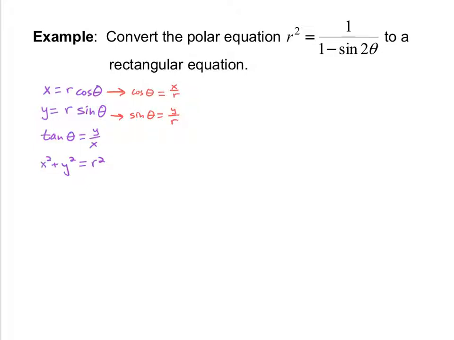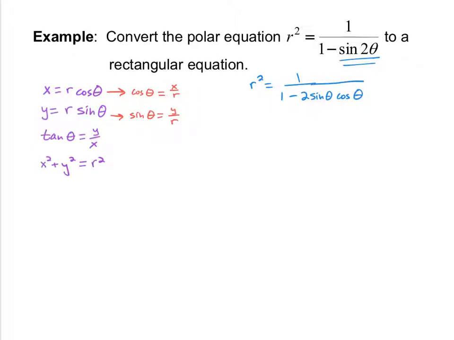What that does is it allows me, in any polar equation, to take out the cosine and the sine and put something different in. So let me show you how that works. First of all, we need to do that same substitution we did for the sine of 2 theta. So I'm looking at r squared equals 1 over 1 minus 2 sine theta cosine theta.